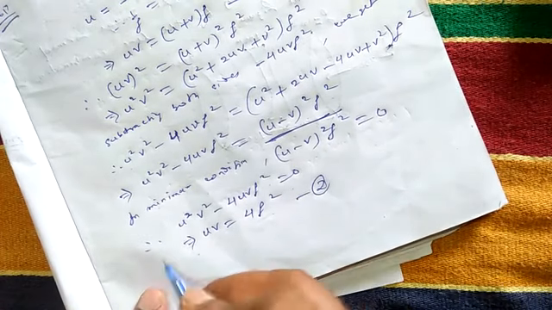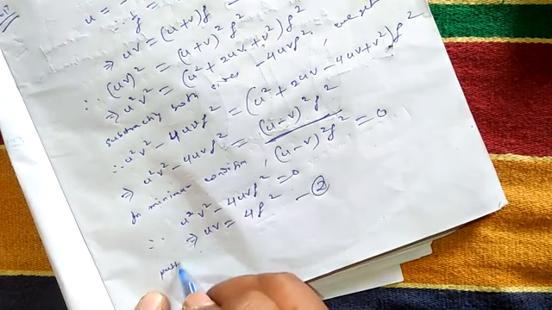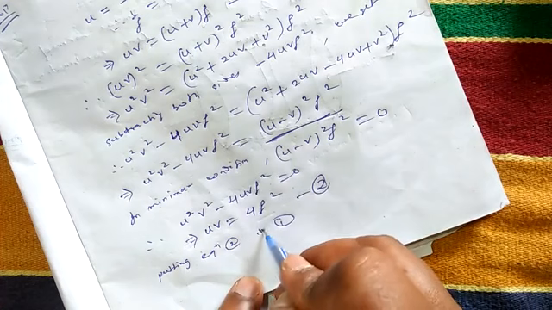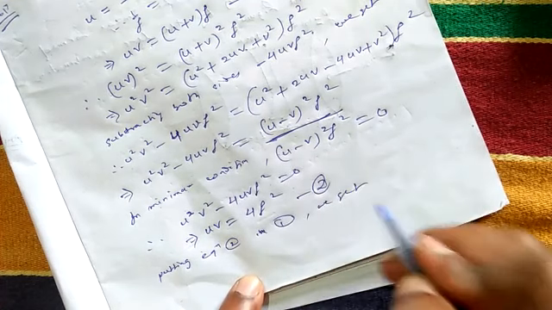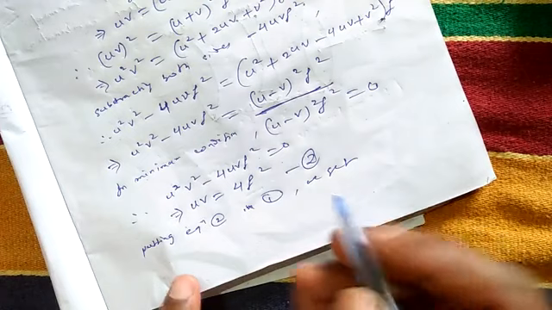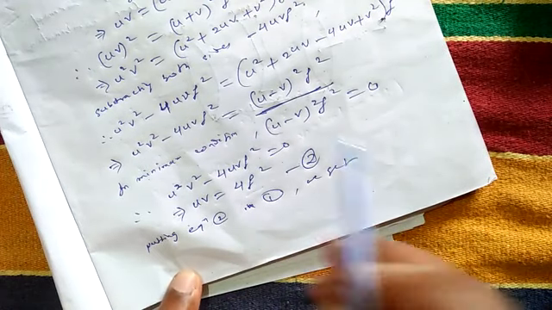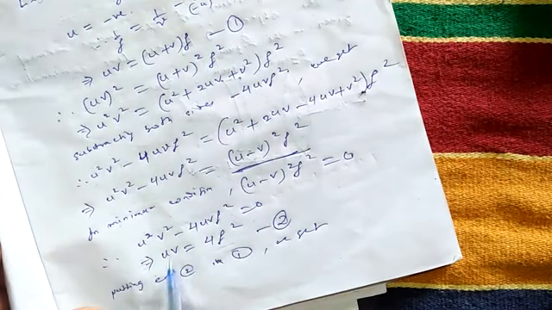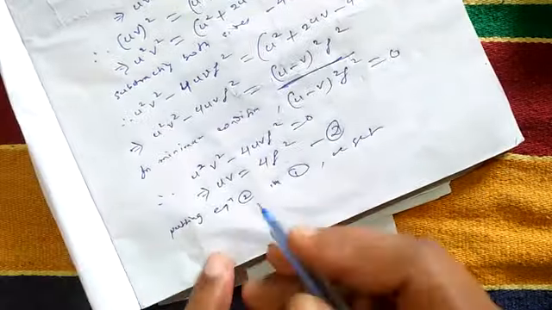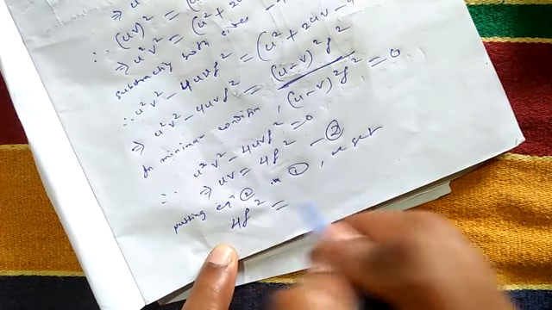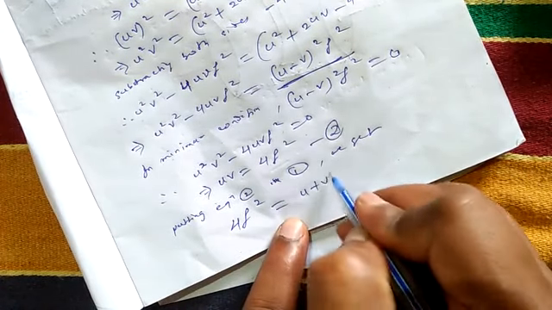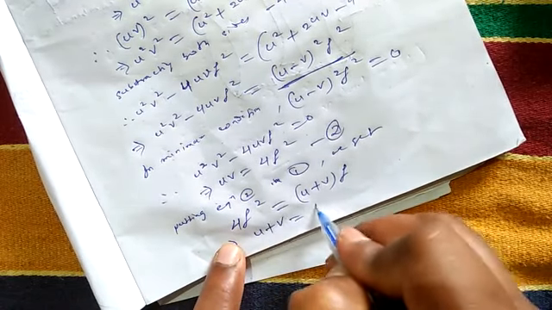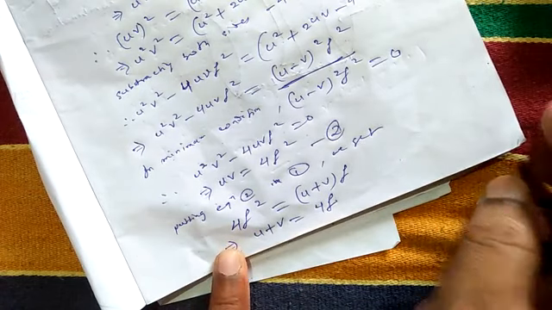So now putting equation 2 in 1, we get, so see uv is equal to u plus v into f. So let you put uv is equal to 4f square. So we get 4f square is equal to u plus v into f. So we get u plus v is equal to 4f. So this is answer.